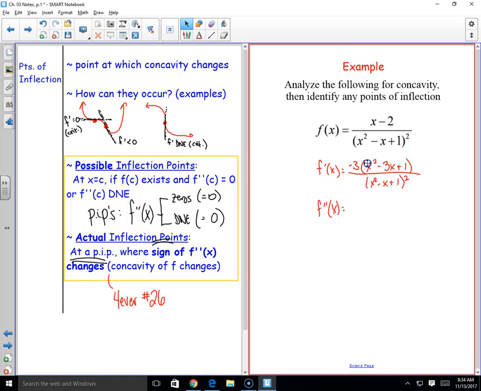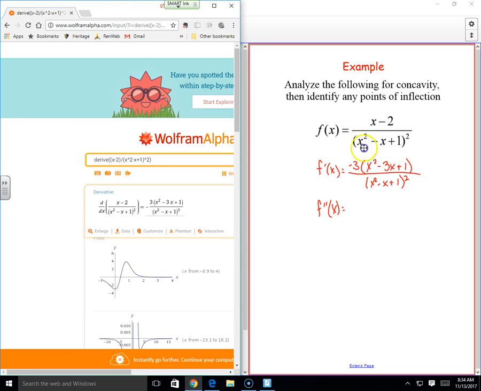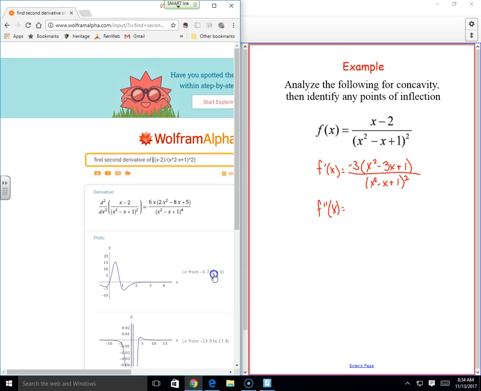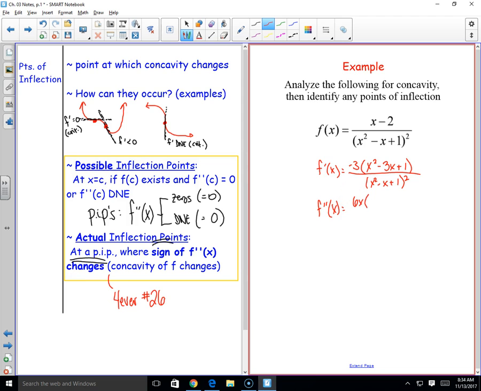Okay, let's go check out. Nathan was asking a second ago, can you take a second derivative directly from Wolfram? Well, let's check it. Yeah, we could just put it in. Let's see if it goes straight there. Yeah, buddy. That's pretty cool too, huh? So for the sake of time, once again, kiddos, our job is not to teach you how to take derivatives today. The second derivative is 6x times 2x squared minus 8x plus 5 all over x squared minus x plus 1 to the power of 4.